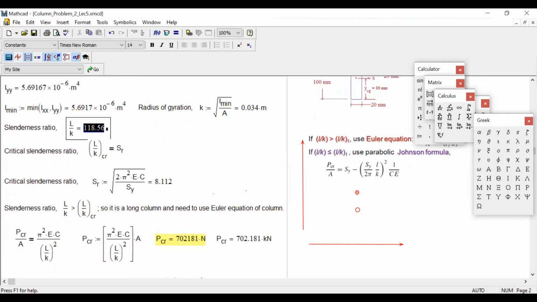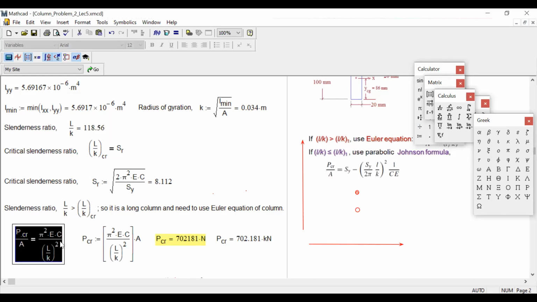So it is a long column. If it is a long column, then which equation can we use? Obviously, we can use the Euler equation. Okay, then you say slenderness ratio L by K greater than L by K critical. This is our Euler equation. From here, you just figure out the P critical.